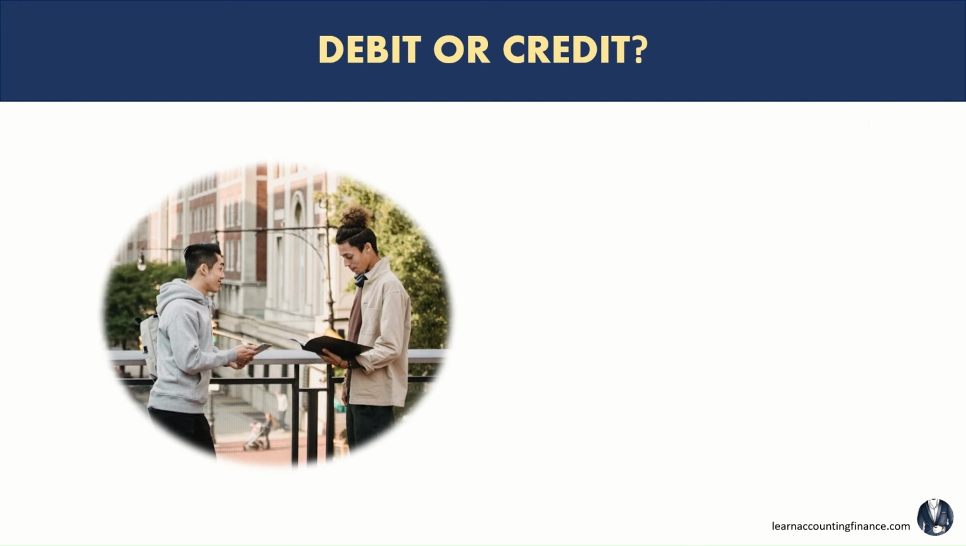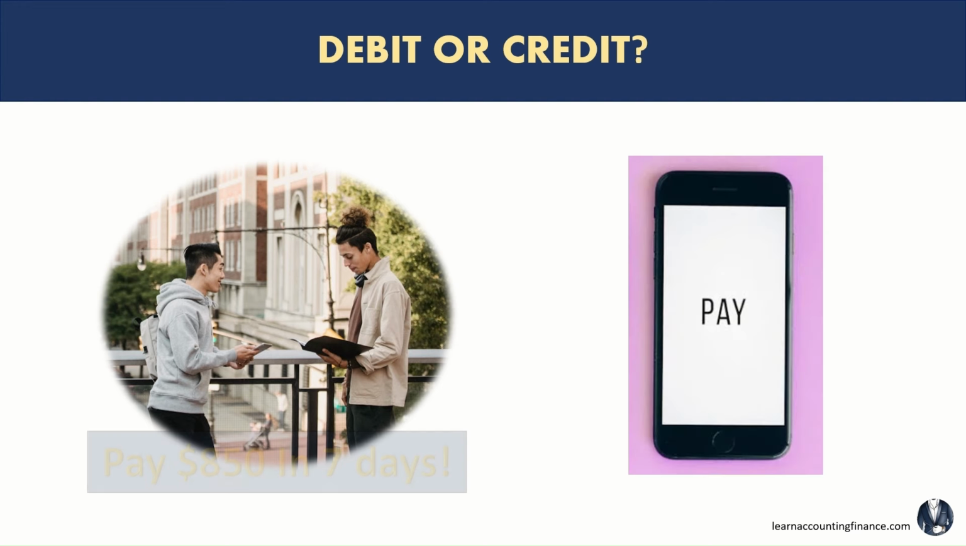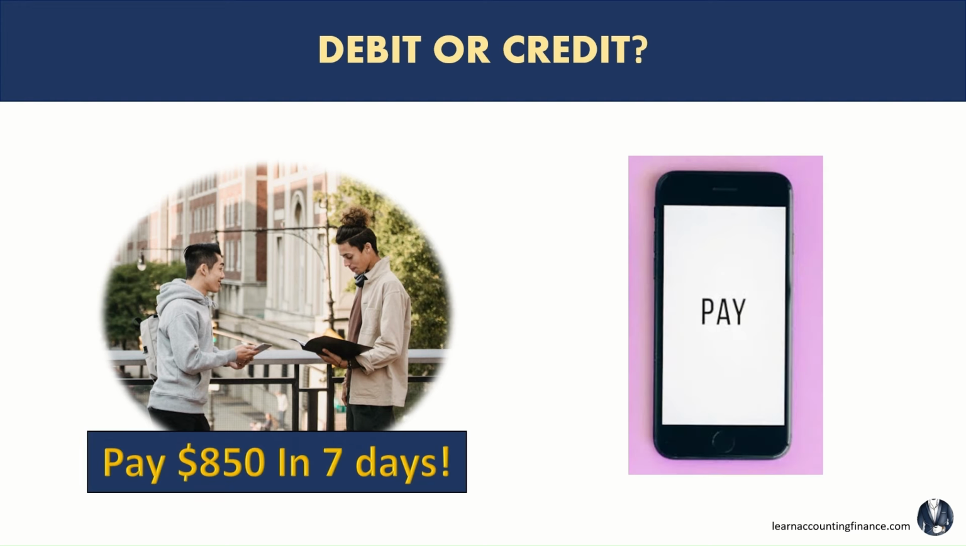For example, when you buy something on credit, let's say you bought a mobile phone from a friend on credit. You said to your friend you will pay the price of the phone in 7 days. Hopefully you intend to make the payment as well. Now at this point, you own the phone, but no cash was paid out. So at this point, phone being an asset will be recorded with a debit.